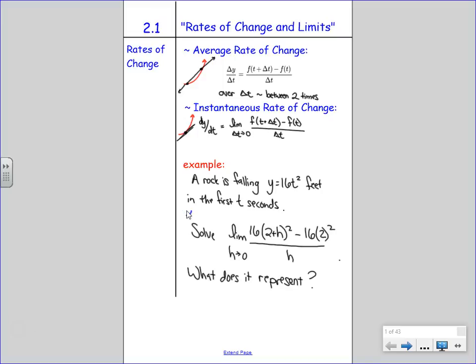There you go. So the scenario: a rock is falling. y equals 16t squared feet in the first t seconds. Solve the problem I've given you. Solve it. And then state for me what it represents, with the units, please. There are two ways of solving it. One is very AP-ish. One is very pre-AP-ish.